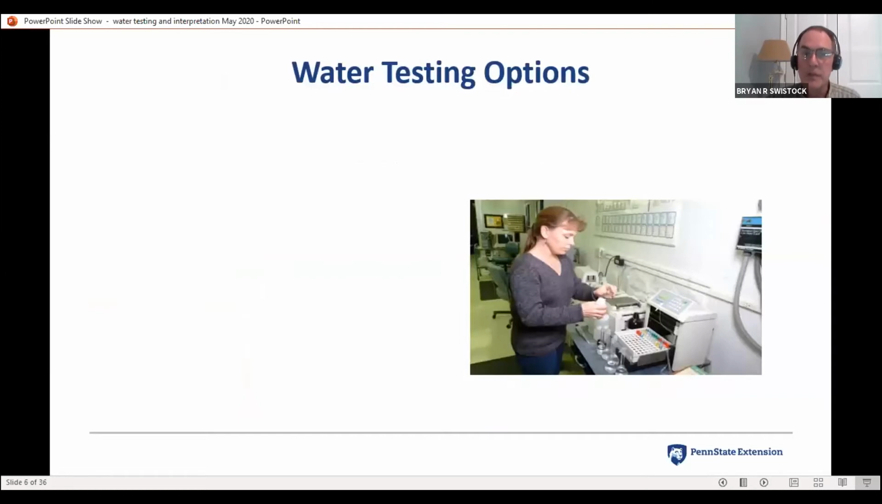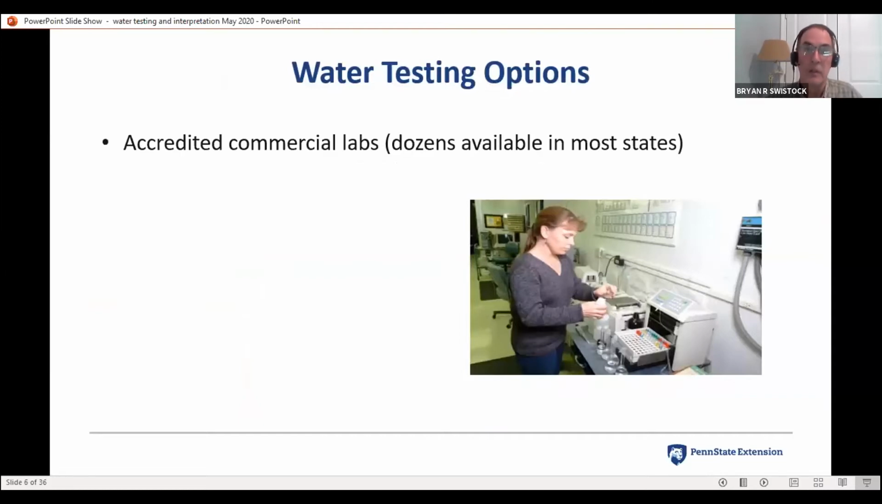As far as options for water testing, first of all, there are a lot of accredited commercial laboratories all over the country. In Pennsylvania alone, we have about 36 commercial laboratories where you can go and get water tested. In some states, regulatory agencies do water testing. Here in Pennsylvania, DEP will provide bacteria testing for homeowners, and they'll provide a lot of other testing when they get involved in enforcement action.